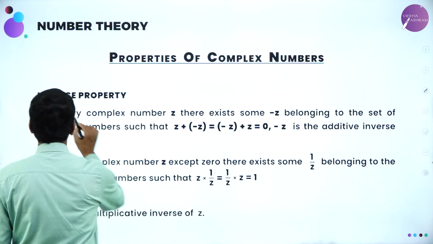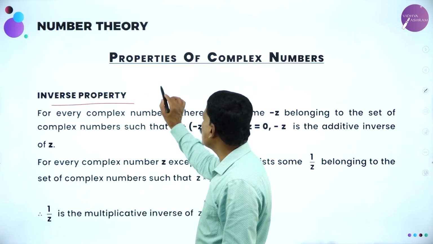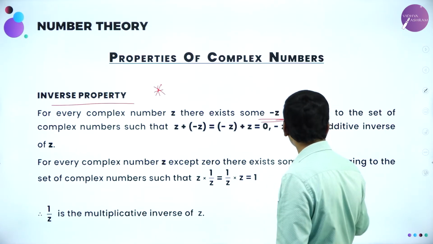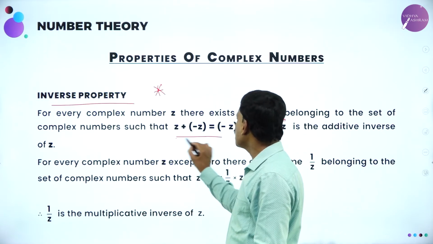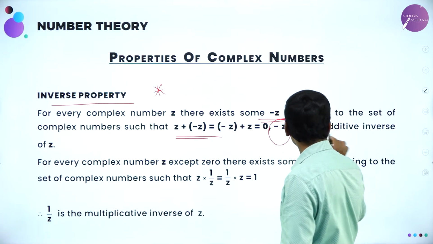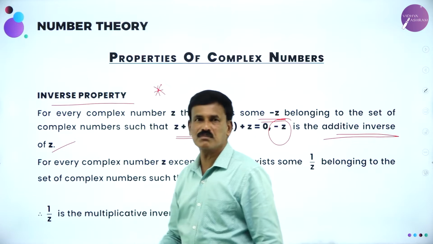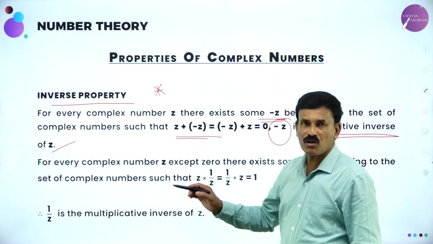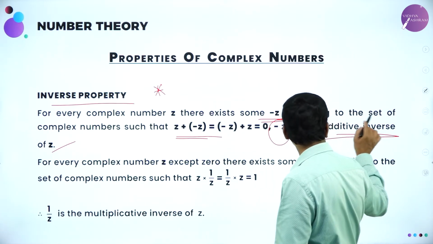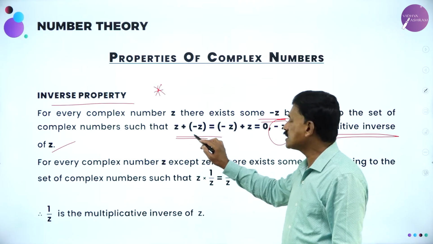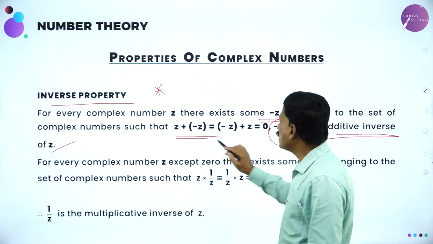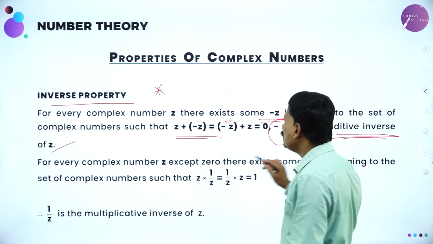Now let us come to the inverse property. Very important concept, this inverse property of a complex number. For every complex number z, there exists some minus z belonging to the set of complex numbers such that z plus minus z is equal to minus z plus z is equal to 0, where minus z is called the additive inverse of the complex number z. Very important. So for any complex number z, there exists some minus z belonging to the set of complex numbers such that z plus minus z, or minus z plus z, is equal to 0, where this minus z is called the additive inverse of the given complex number z.